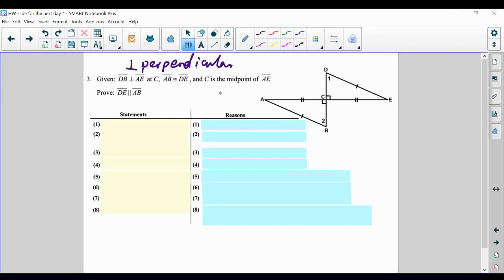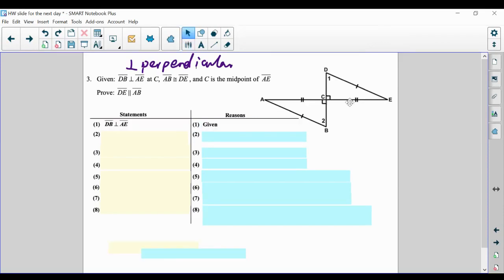And also AB is congruent with DE. So I put a little line right here. And C is the midpoint of AE. That means AC is equal to CE because the midpoint bisects the line segment into two equal parts. So we have AC congruent with CE. First, we always write down the given information.